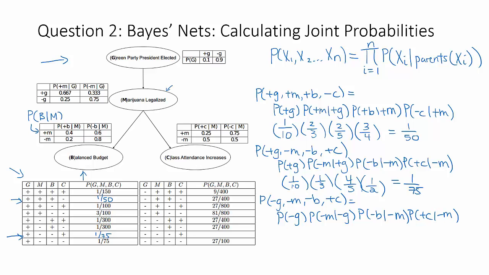Looking at values, P of minus g, that's 0.9, so we have 9/10. The probability of minus m given minus g, that's 0.75, so that's 3/4. The probability of minus b given minus m, that's 0.8, which is 4/5. And the probability of plus c given minus m, that's 0.5, which is 1/2. And so if we simplify this, we get 27 over 100. And we'll fill that in here.